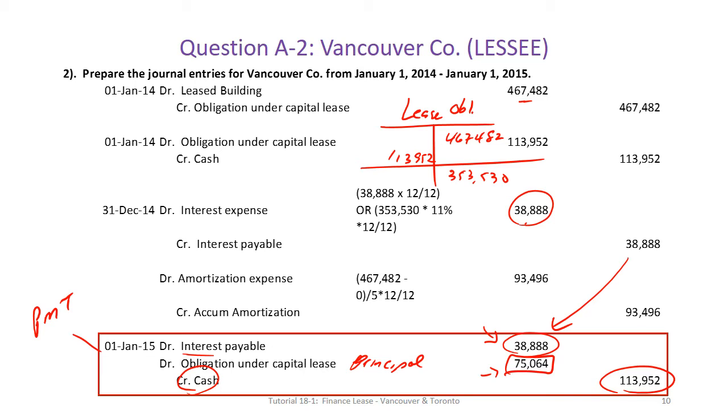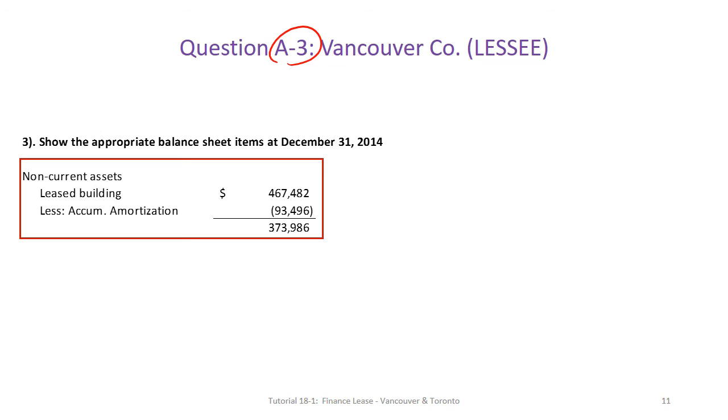Then the third requirement is to show what this would look like on the balance sheet for the lessee. So the lessee has two sides to the balance sheet to worry about. It has the asset side where it has the leased building less the accumulated amortization calculated at $93,496 from the previous slide. So the net carrying value on the balance sheet for the lessee is $373,986.